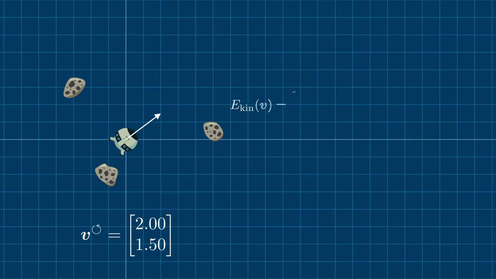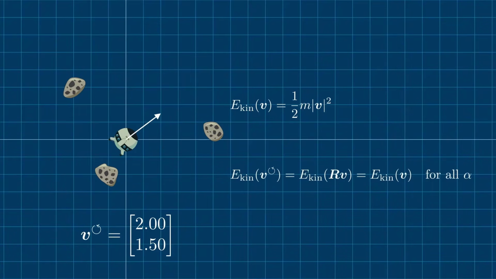The kinetic energy of the spaceship is defined as 1/2 its mass times the square of the magnitude of its velocity. The mass of our spaceship is a constant. It doesn't change when we rotate the velocity. And we already know that the squared magnitude of the velocity is an invariant, because that was one of our previous examples. So now we know that the kinetic energy is indeed an invariant. It doesn't change when we rotate the velocity.